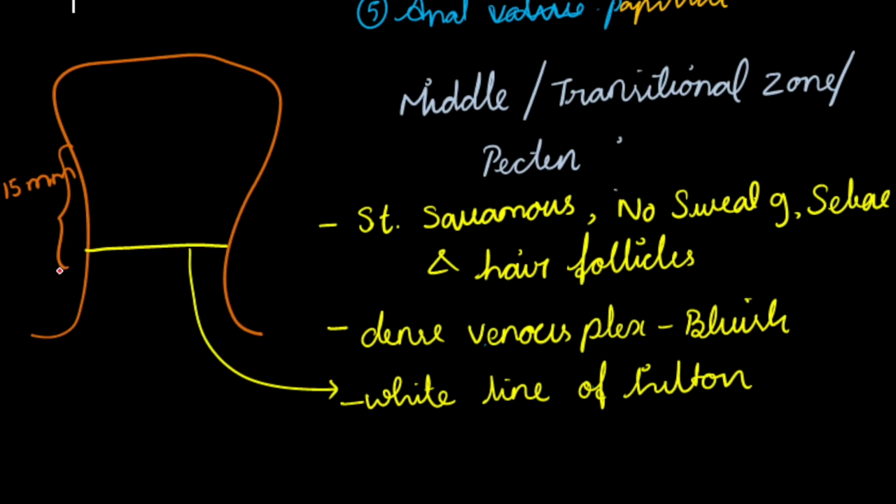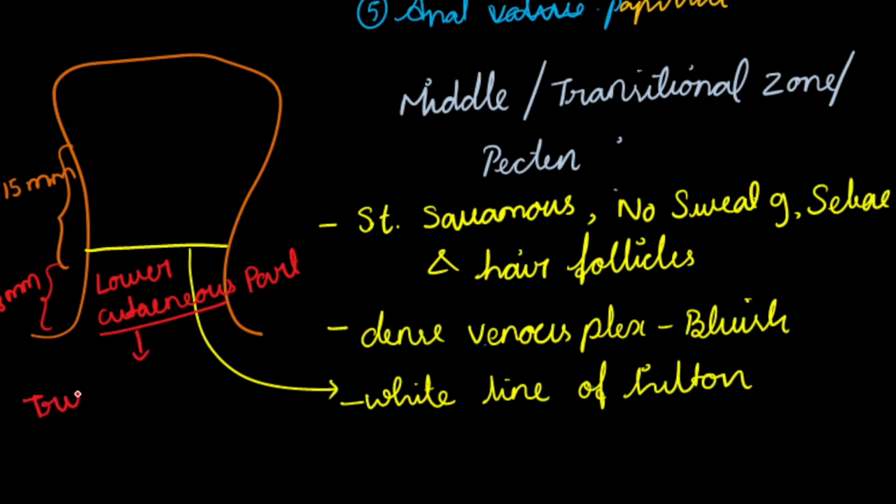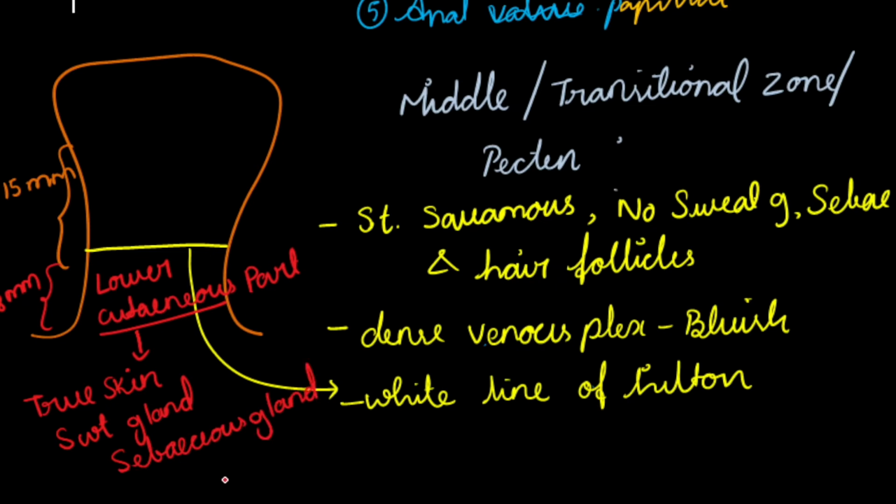Now regarding the lowermost part, which is 8 millimeter, as we had already seen, this lower part is also called the lower cutaneous part. As mentioned here, it is lined by a lining which resembles the true skin, and it has its own sweat glands, sebaceous glands and hair follicles. So this is all regarding the internal features of the anal canal.